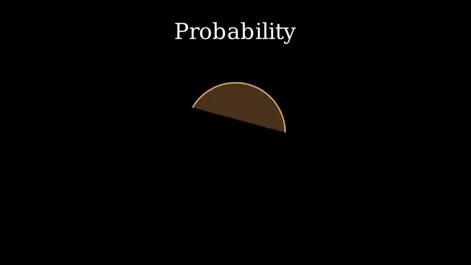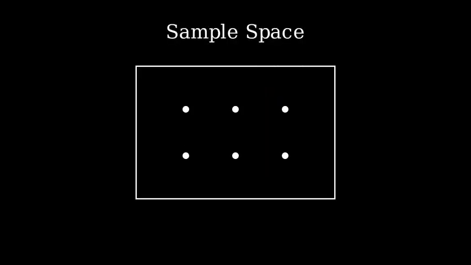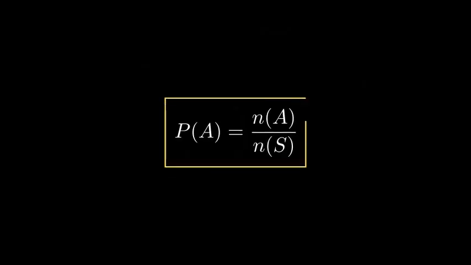Probability is the study of randomness, like the flip of a gold coin spinning through the air. Every possible outcome forms a sample space, represented here by these points. An event is a specific collection of outcomes, like this group called Event A. To calculate probability, we divide the number of successes by the total sample size.